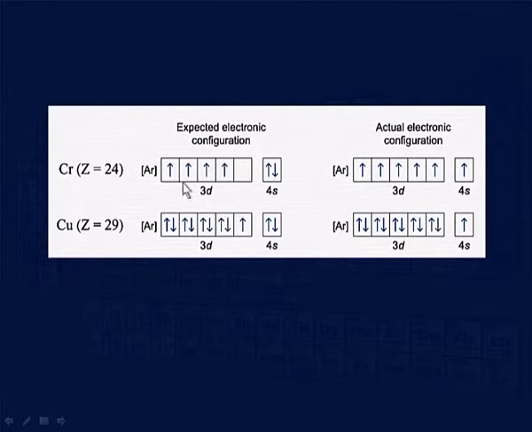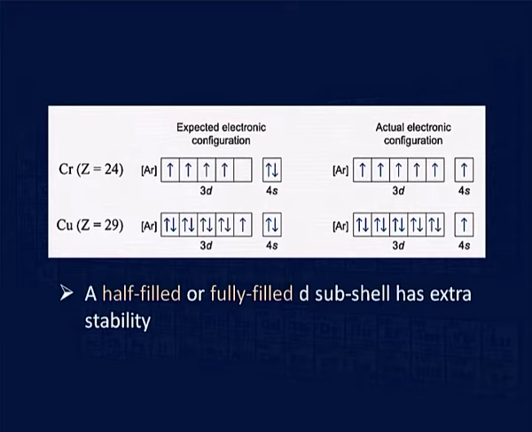As I was talking about chromium and copper, the anomalies in the electronic configuration can be answered very easily with the fact that any orbital which is exactly half filled or exactly fully filled will be more stable or extra stable, and therefore the electronic configuration of chromium will be this and that of copper will be this, rather than these two.